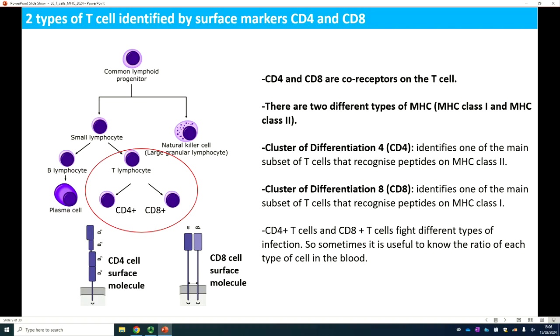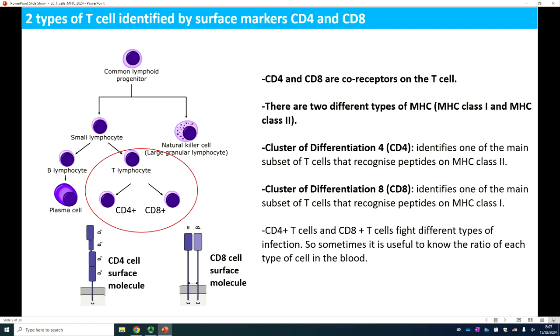Now, CD4 and CD8 T cells get their name from the co-receptor that's on that T cell. CD4, which is cluster of differentiation 4, helps to identify the CD4 population, and they will recognize peptides that are presented on MHC class 2. And CD8, cluster of differentiation 8, which is found on CD8 cells, will recognize peptides that are presented on MHC class 1. So we have two co-receptors, CD4 and CD8, one on CD4 cells, one on CD8, and then we have two different types of MHC: MHC class 1 and MHC class 2.